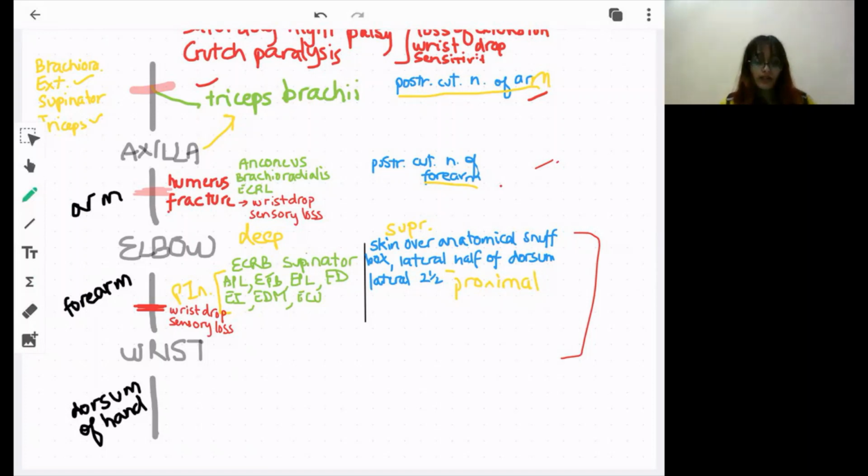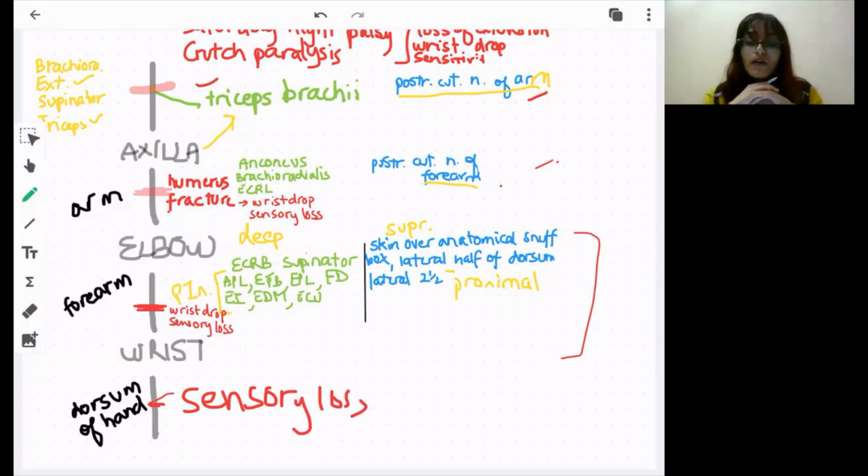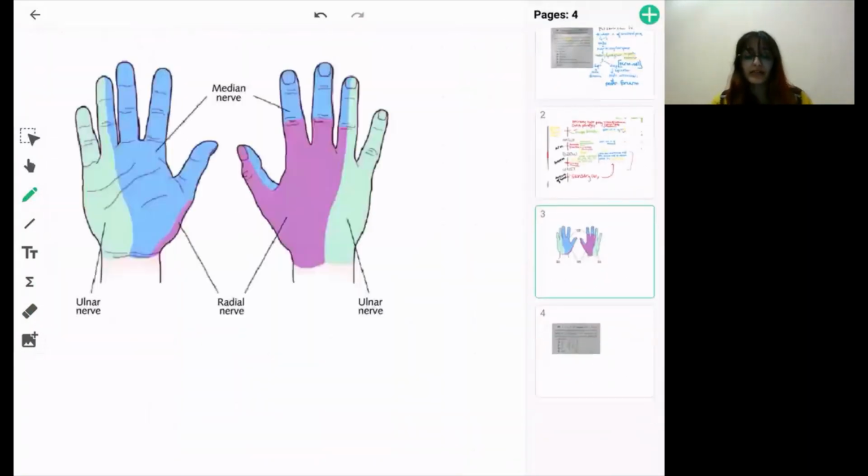And now if there is damage in the dorsum of the hand, there will only be what? Sensory loss, because the motor branches are already given off in the forearm. And here the sensory loss will be in the dorsum, the lateral surface of the hand, and the proximal phalanges of the first, second, and half of the third finger. Again, this was the question.